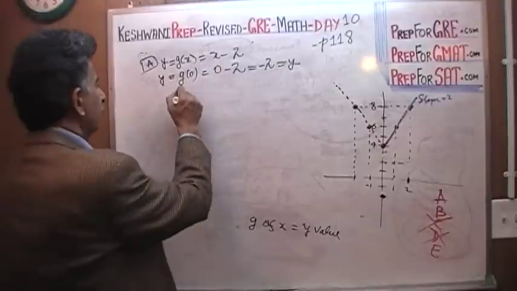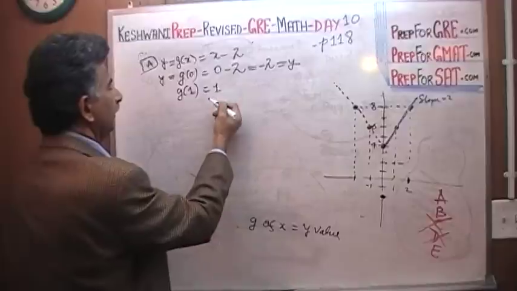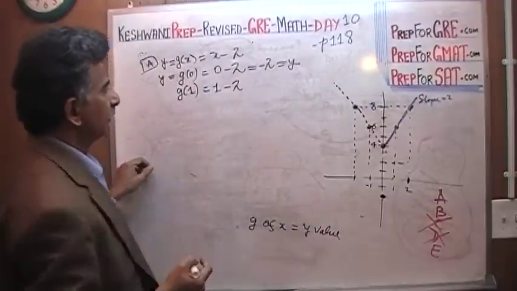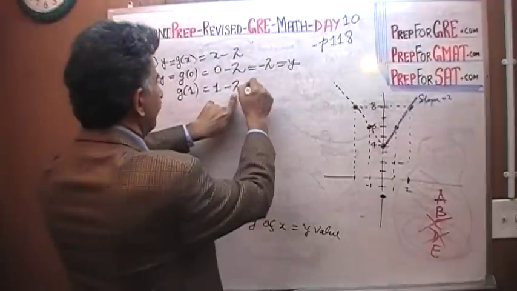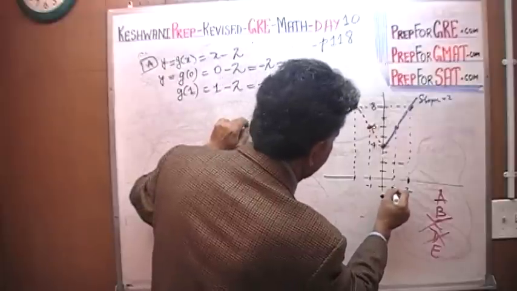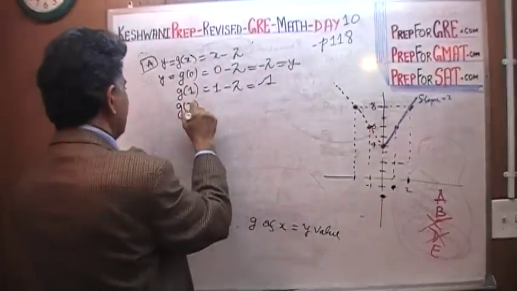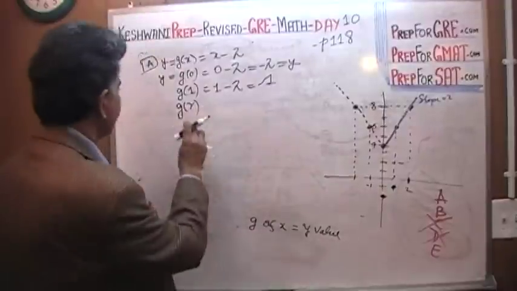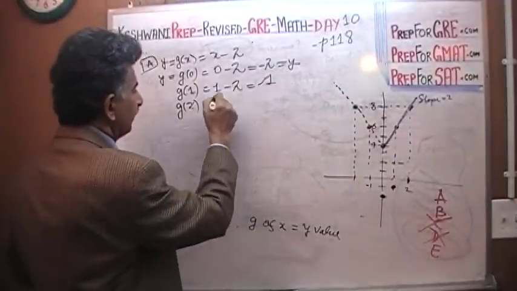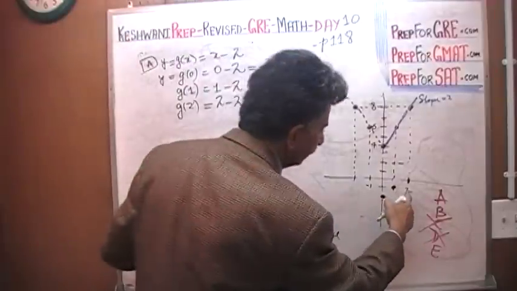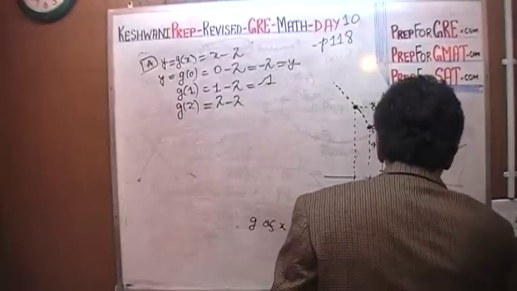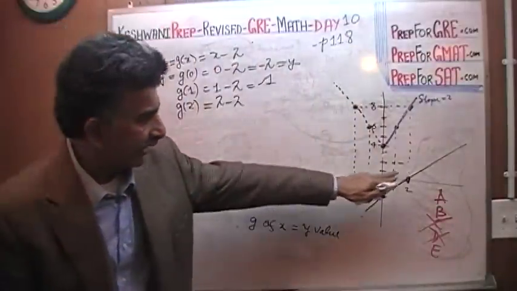So when x is 1, the value of y is just going to go up by 1, because instead of 0 we have 1 now. Nothing else has changed. This is still negative 2. So it now is 1 minus 2, which is negative 1. So when x is 1, y is negative 1. It's right here. g of 2: we just replaced x with 2. 2 minus 2 is 0. So when x is 2, y is 0. You see, the line is here. And it's flatter. It has a slope of 1.